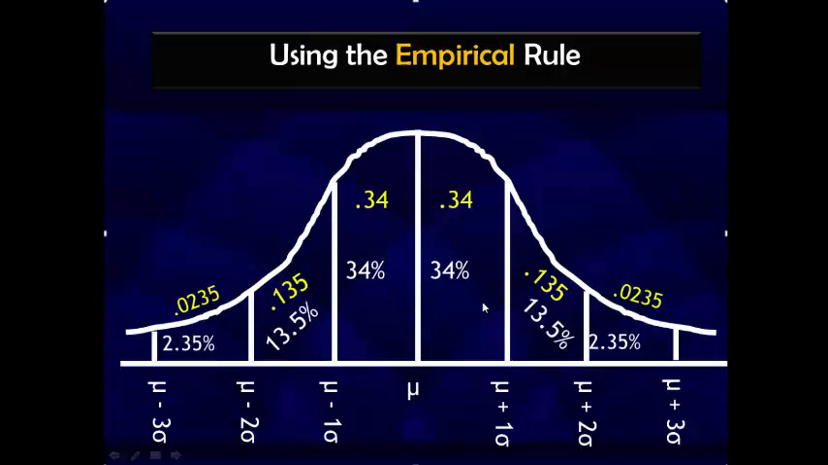How about the area? The area between the mean and one standard deviation above the mean is 34%, and the area of one standard deviation below the mean is still 34%. The area between one standard deviation and two standard deviations above the mean is 13.5%, and the area between two standard deviations and three standard deviations above the mean is 2.35%. That is the same here, for two and three standard deviations below the mean.